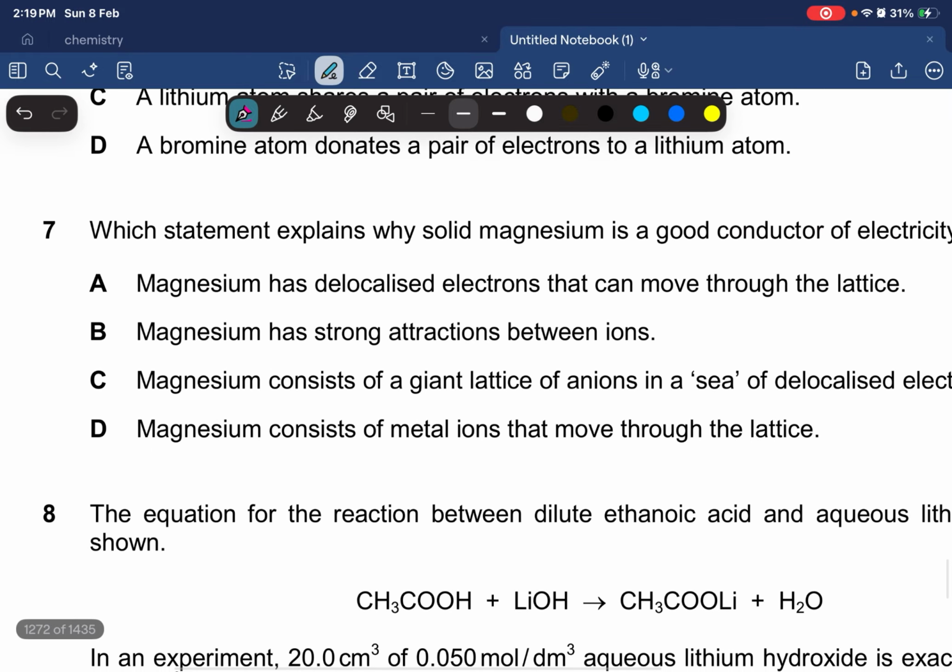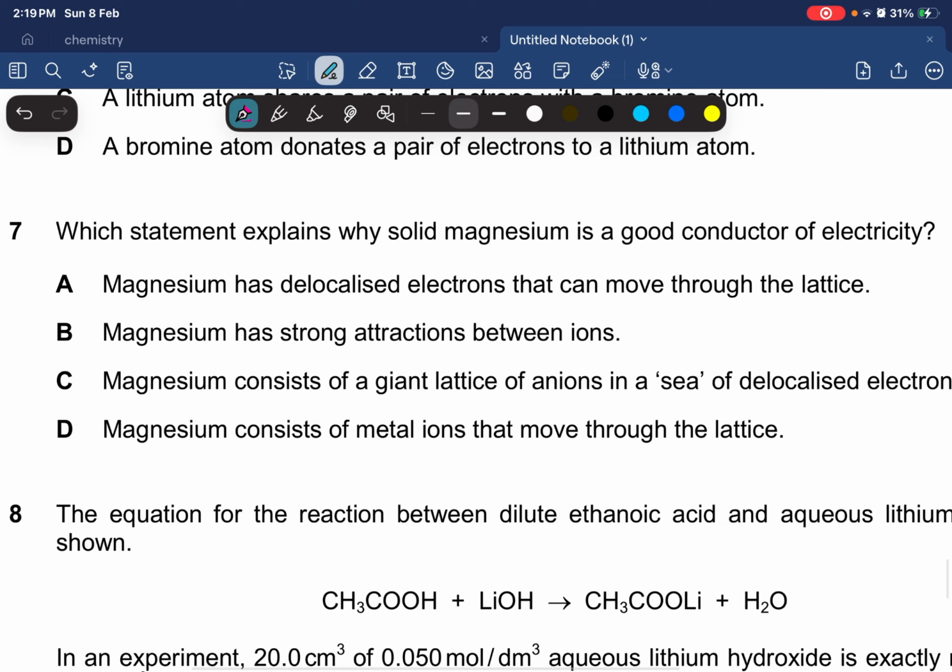Which statement explains why solid magnesium is a good conductor? Metallic bonding. Solid magnesium is going to have layers of positive ions and delocalized electrons. Concepts are clear, nothing's difficult. Magnesium has delocalized electrons which can move through the lattice.